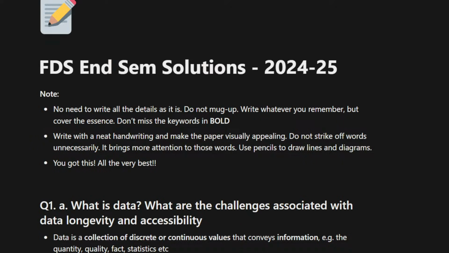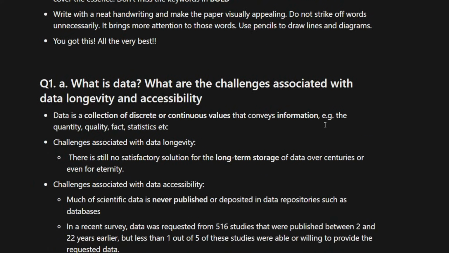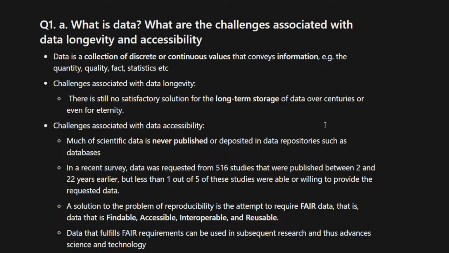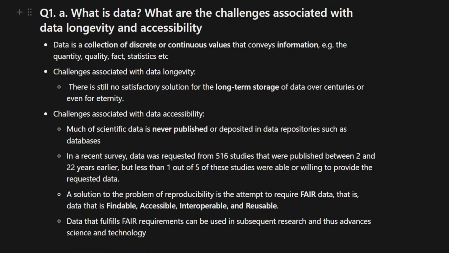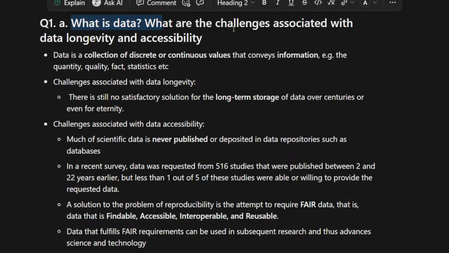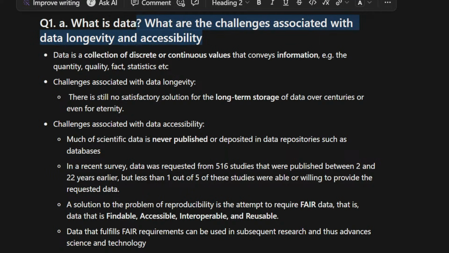Okay, guys, let's start with the next question paper. So, this was the end semester paper that we wrote, my batch 2024 to 25. So, let's go to the first question. First question was what is data? What are the challenges associated with data longevity and accessibility?